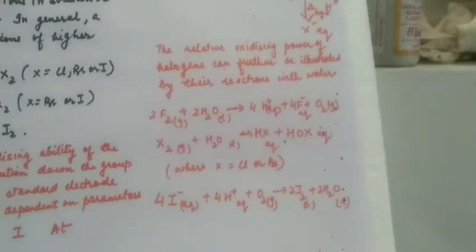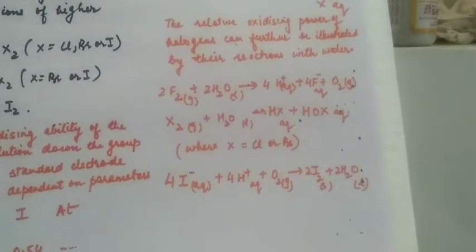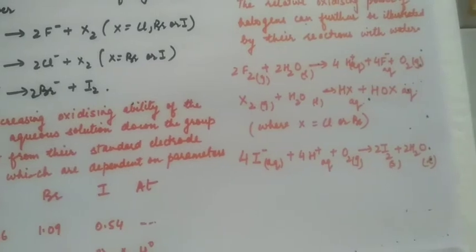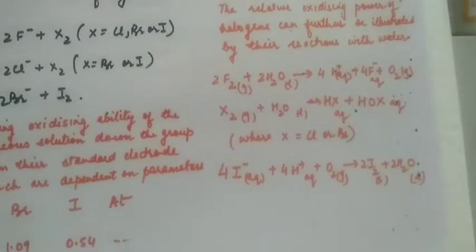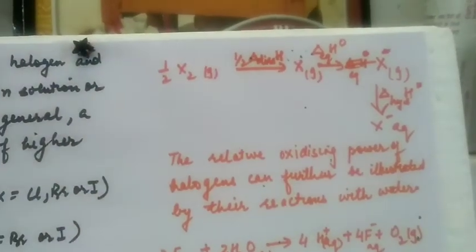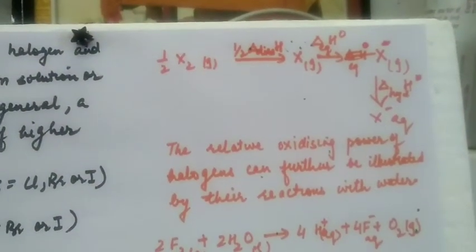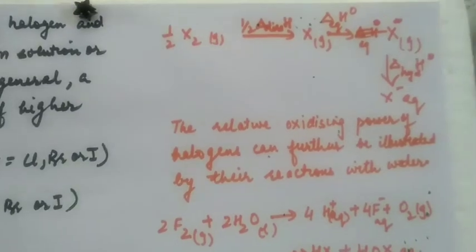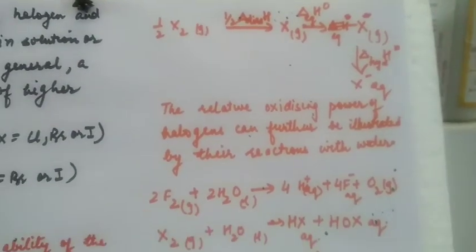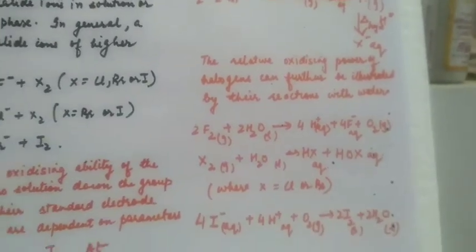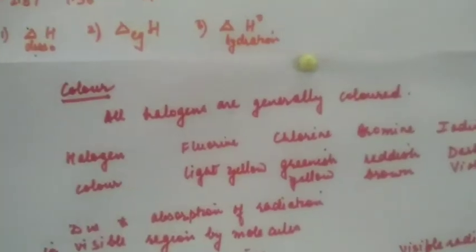Another thing is that even though fluorine has less electron gain enthalpy value than chlorine, yet fluorine is the strongest oxidizing agent. This is because the overall effect of these three parameters, the dissociation enthalpy, the electron gain enthalpy, and hydration enthalpy, gives a more negative value for fluorine than for chlorine. Next property is color.